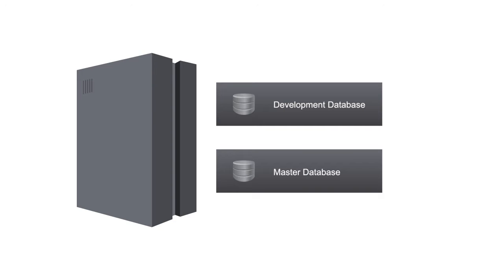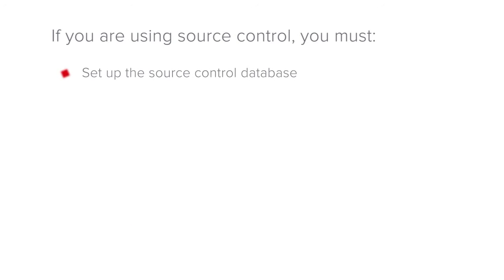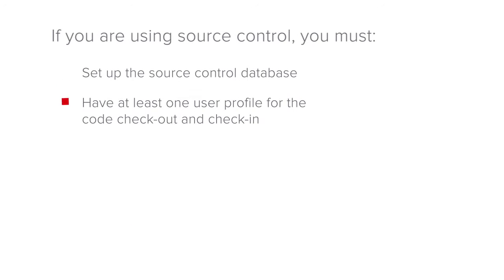The master database is considered by some optional, but for full source control and development lifecycle management, it is needed. If you are using source control, you must also set up the source control database and have at least one user profile for the code checkout and check-in. Finally, you must create Mongoose configurations for both the development and the master databases.